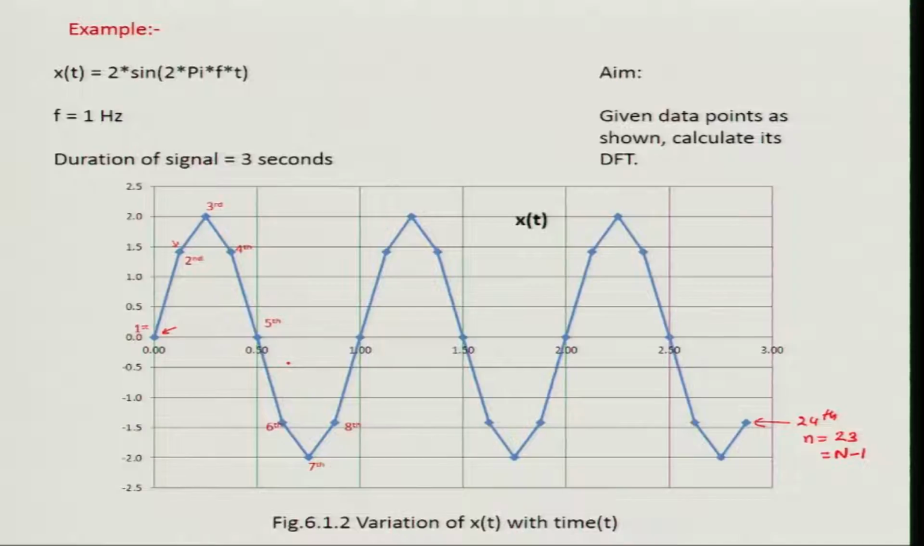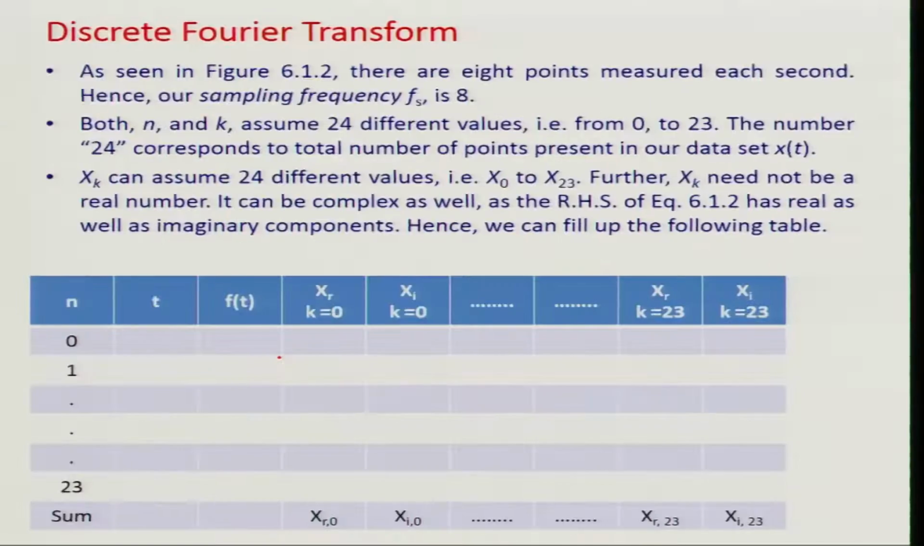So, what do we do? So, first let us look at this table. We have explained that there are 8 points measured each second, right. Our data acquisition system, the way in which we are using it, is measuring 8 points every second. So, we say that our sampling frequency Fs is 8 samples per second. If it was measuring 16 samples, then it would have been 16 and so on and so forth.